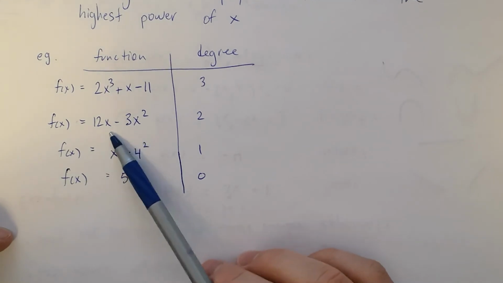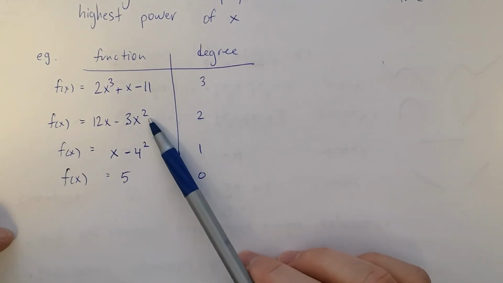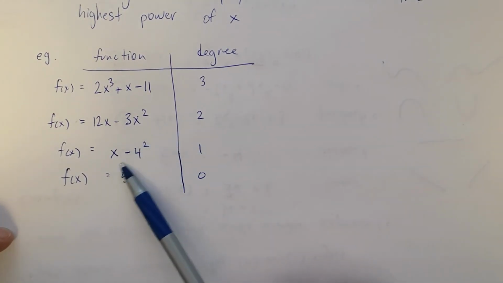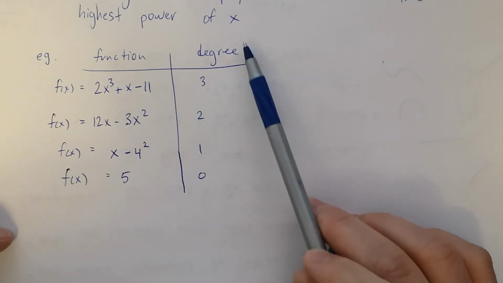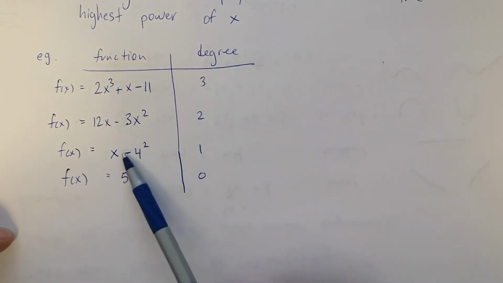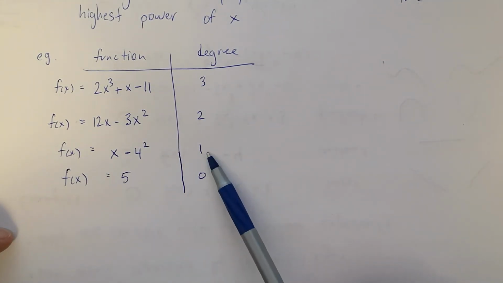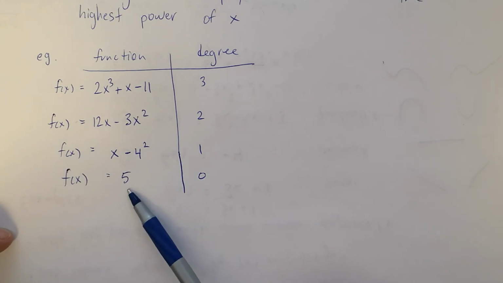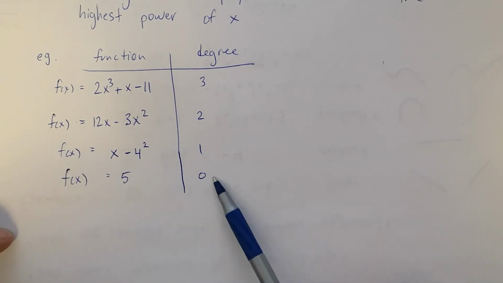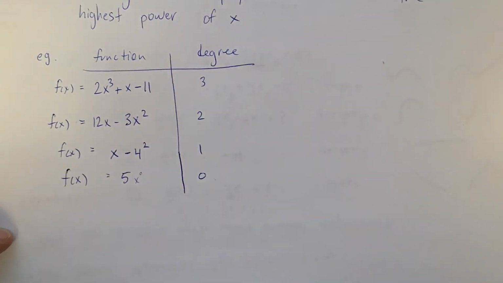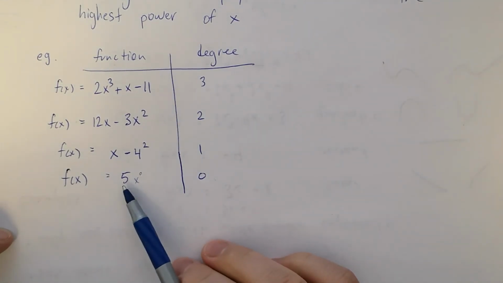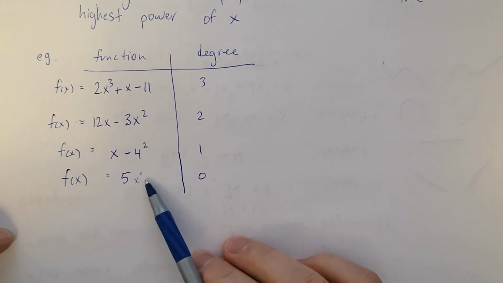It doesn't matter that 12x comes first. This is a degree 2. This guy, I tried to fool you again by making it 4 squared, but that's just a number, that's 16. The degree is the highest power of x, which in this case is 1. When you have a constant function like this, just f of x is a number, that's a degree of 0. And you might think that's weird, but just remember, anything to the power of 0 equals 1. So this is like saying 5 times x to the power of 0. 5 times 1.